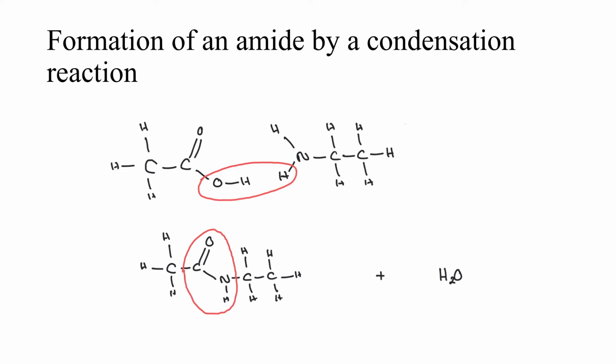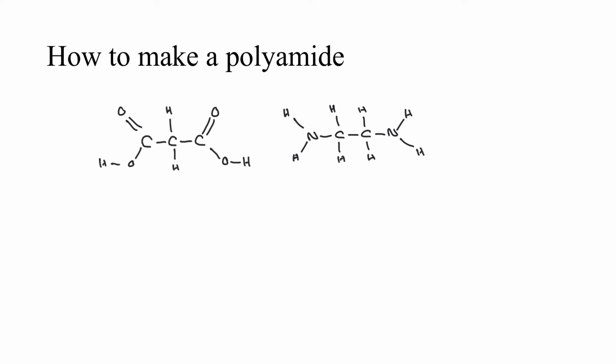Now, to produce a polyamide, we need a dicarboxylic acid and a diamine. So I'll show you how that works in the next slide. Okay, so to make a polyamide, we've got a dicarboxylic acid and a diamine. So therefore, water will be produced with the OH from the dicarboxylic acid and the H from the amine. And then that'll go with another hydrogen as well. So let me draw the repeating unit.